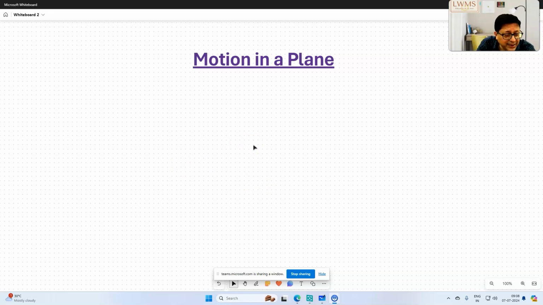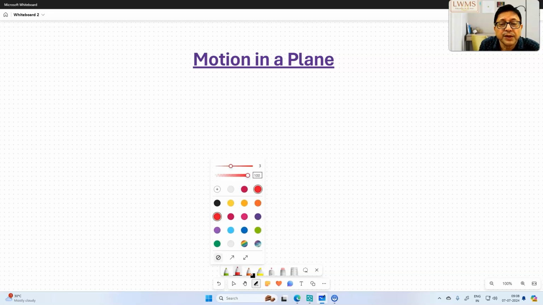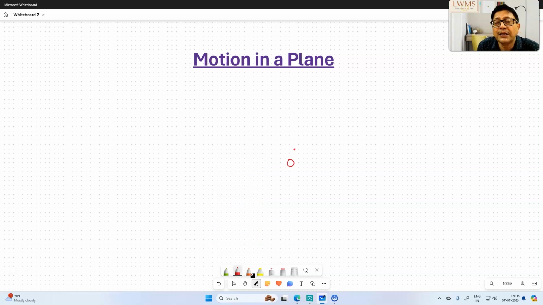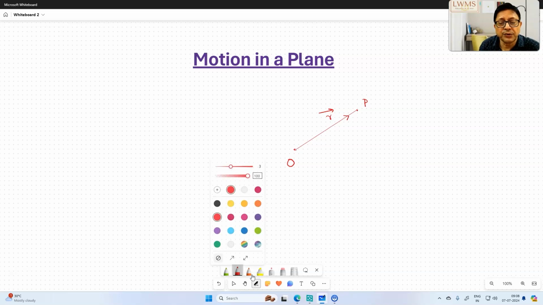So in this class, I'll be discussing motion in two dimensions by using vectors. Before we do that, we need to learn what a position vector and a displacement vector are. Suppose there is an origin O and there is a point P. If we say that the position vector of the point P is R, then a vector directed from the origin to P will be equal to R.